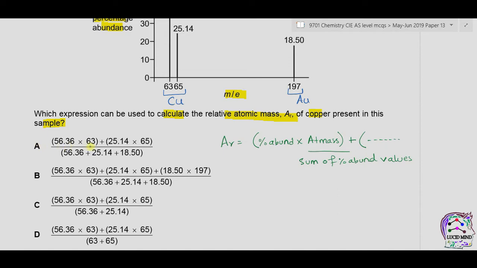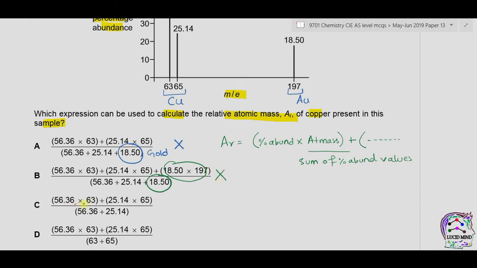In A, we can see that they have multiplied percent abundance into atomic mass of isotopes of copper, then divided by the percent abundance values. And they have also added the percent abundance of gold, which is wrong because we are not going to find the relative atomic mass of gold. We are just finding out the atomic mass of copper. So A is wrong. Similarly, in B, we can see that they have added the percent abundance of gold, and also they have multiplied with the percent abundance and atomic mass of gold, which is wrong.